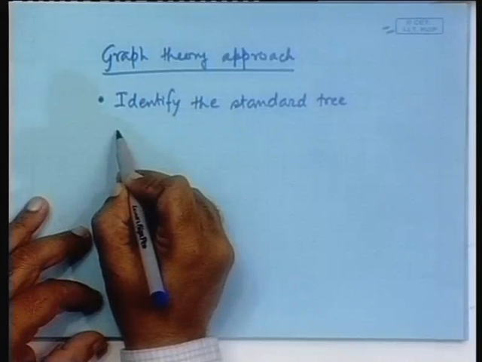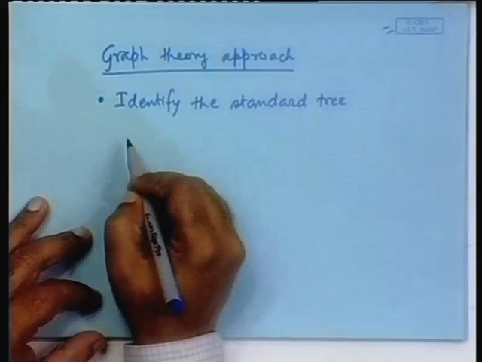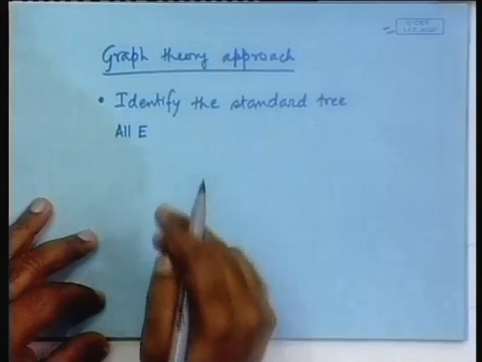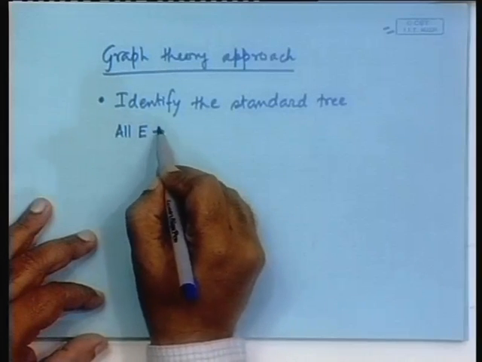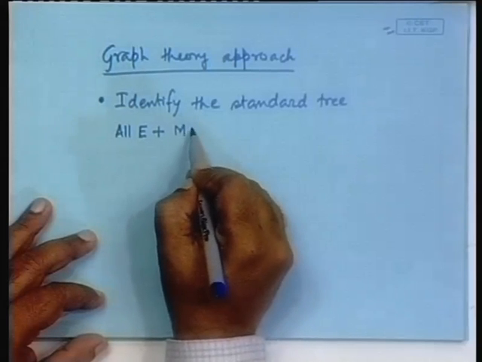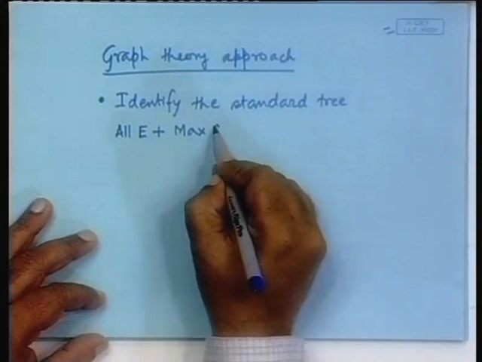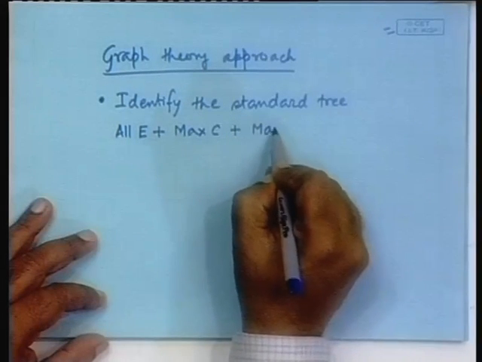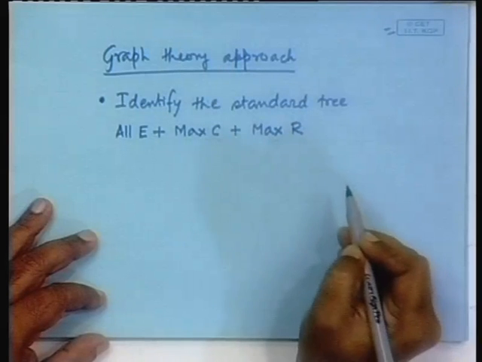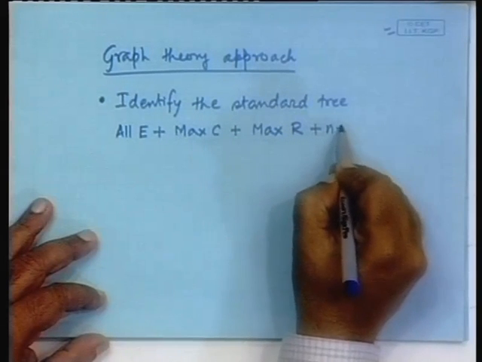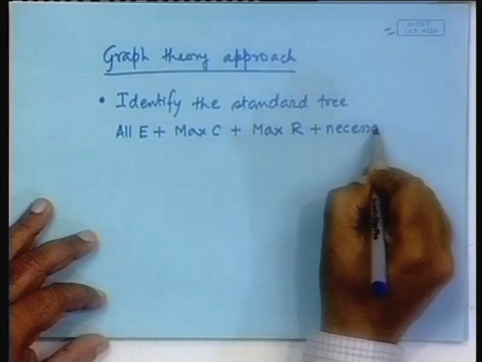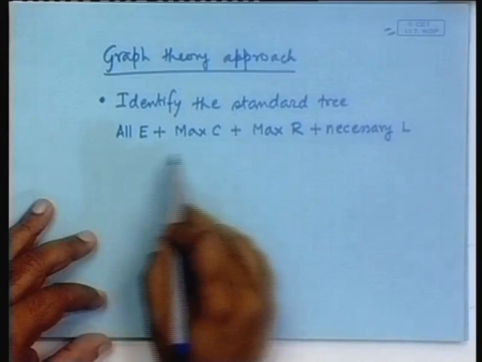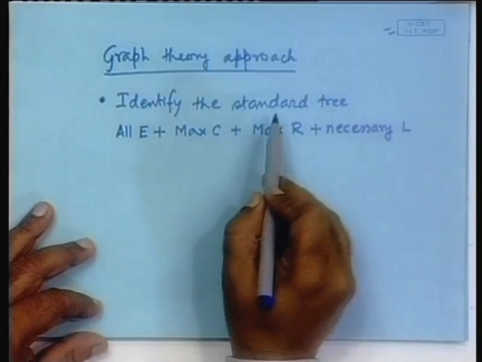First, it should include all voltage sources, then maximum capacitances, plus maximum number of resistances, plus the necessary number of inductances. So, that is the logic by which we go in order to identify the standard tree.